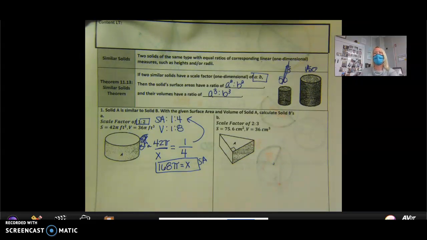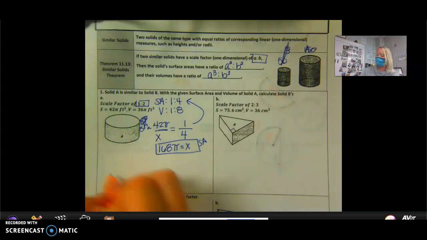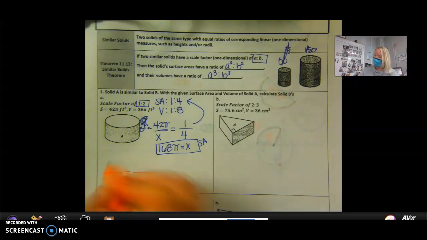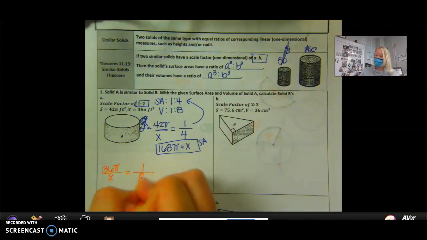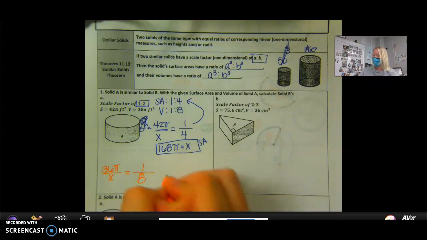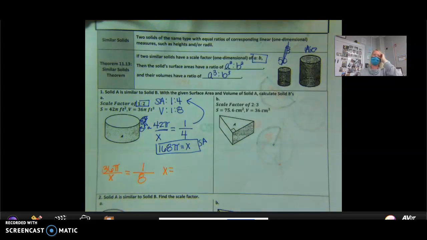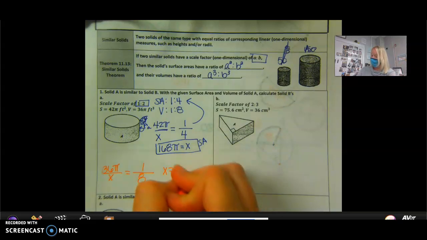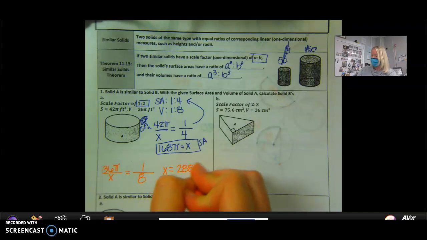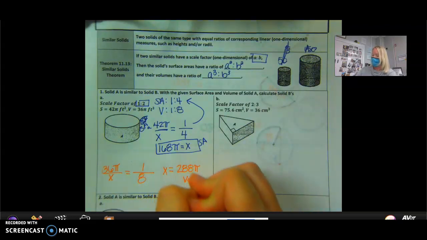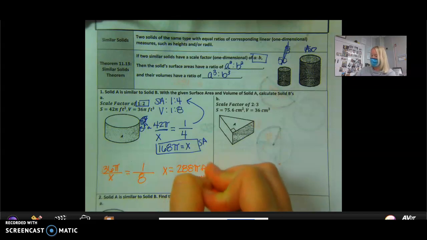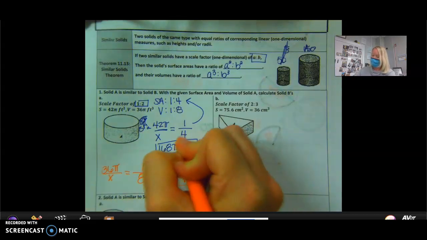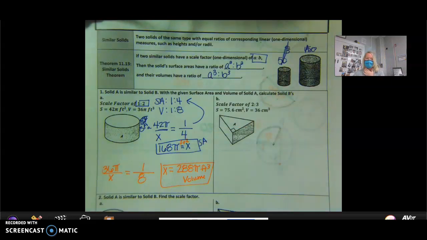How am I going to set up the volumes proportion? What over what equals what over what? There you go. Cross multiply. I get x equals, what's 36 times 8? How much? Thank you. So this would be 288 pi, and that is for the volume. Feet cubed. Up here would be feet squared. Okay. Try B on your own.